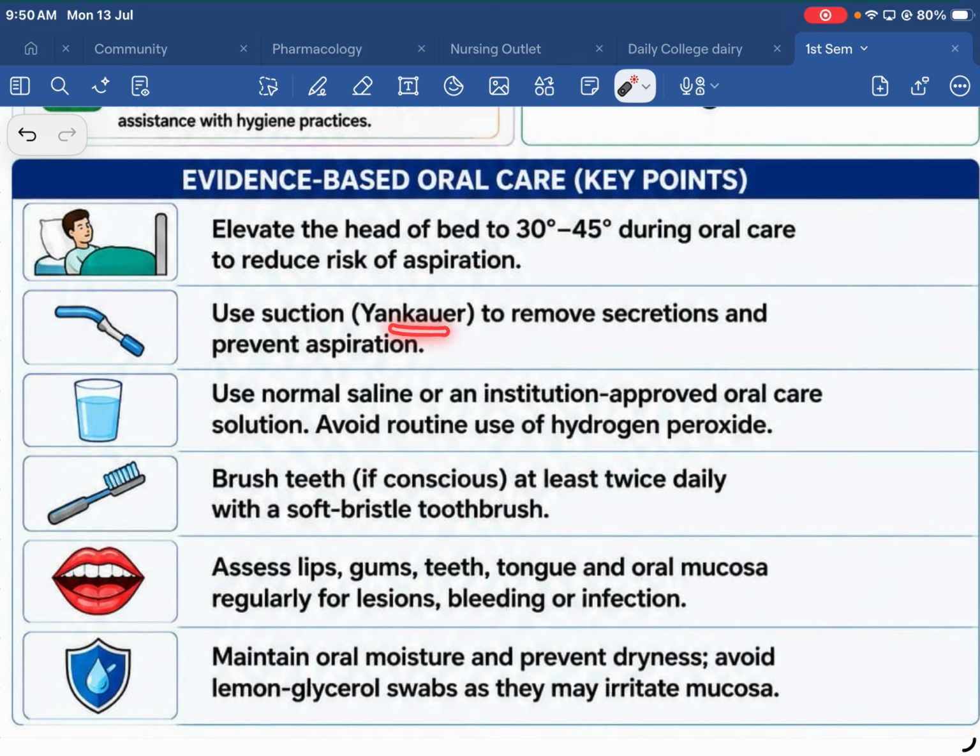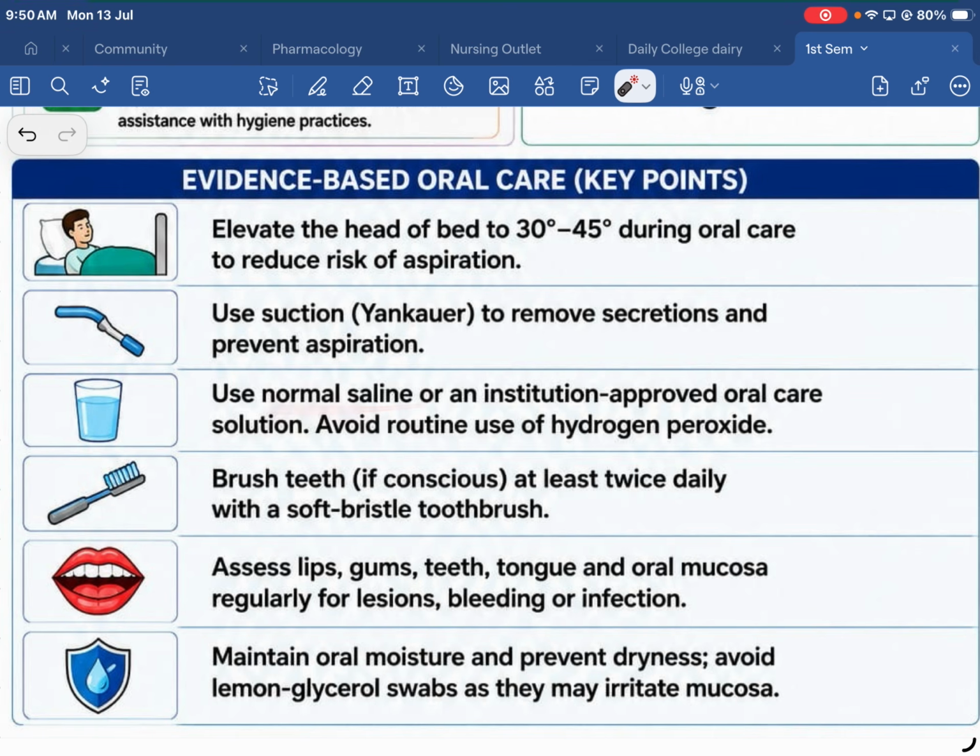Next, after applying water, you have to suction it. Which one will you use? That is Yankauer suction. We call it Yankauer suction, used to suction whatever content remains after the washing. After washing you have to suction it. Keep it in mind, remember, this one is very important, Yankauer suction. It is most commonly used to remove the drainage or the washed water in the mouth.